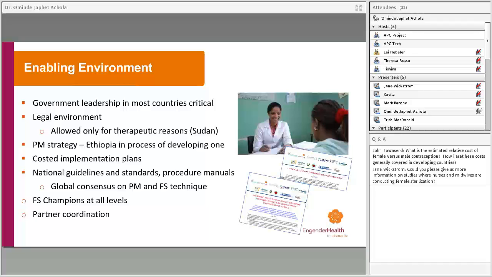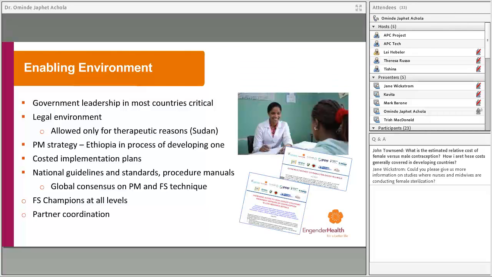The enabling environment is another important aspect in which the ministry should take leadership. In the East African region, laws are not a major barrier, except in Sudan, where we know services for female sterilization by law are supposed to be only offered for medical or therapeutic reasons. The other countries have no such law.